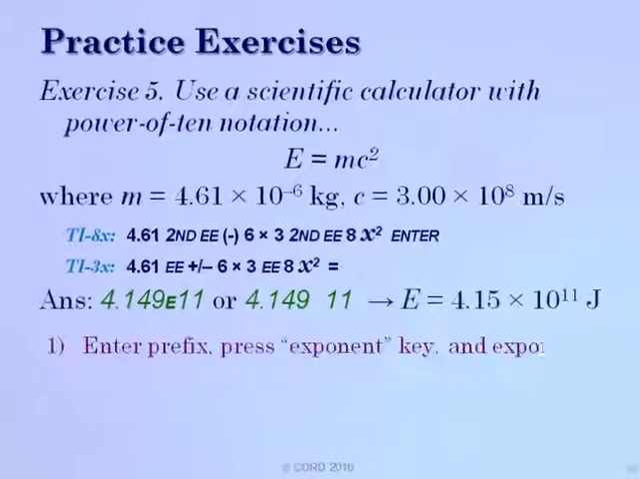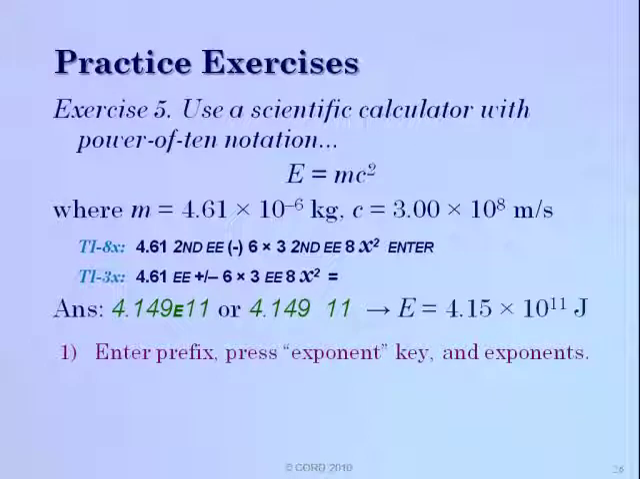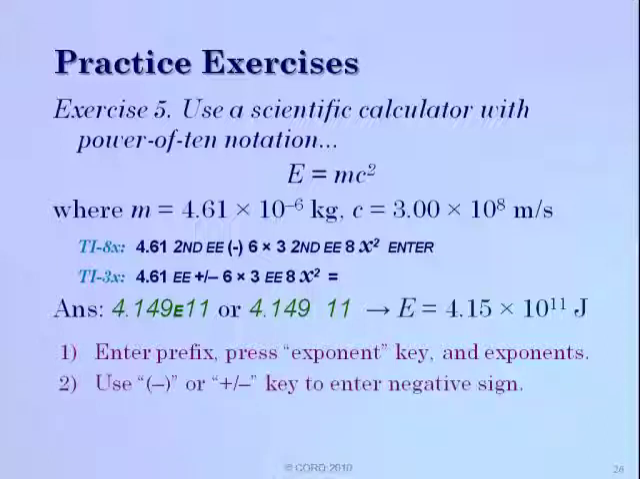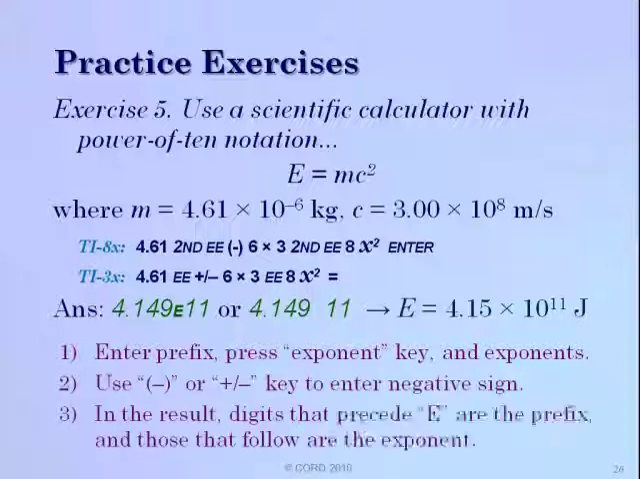So in general, we enter the prefix, press the exponent key, and then enter the exponents with a plus or minus key, or negative key if necessary. Then you follow it with all of your operations as normal. You may need to use parentheses to make all that work out properly. I'm sure that you'll be able to do the rest of the practice exercises on your own, and you'll become proficient with scientific notation.